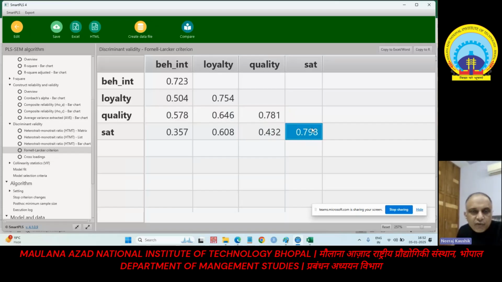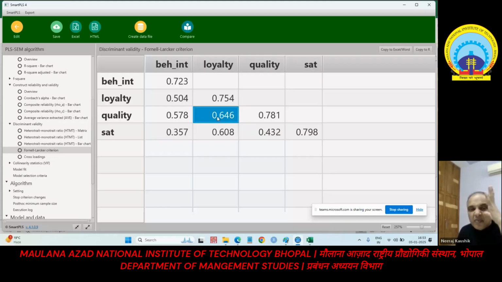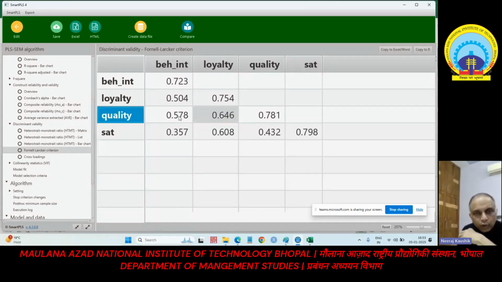And likewise, satisfaction will be compared with this. If these are okay, you say the values are great. In case some value is higher, for example if this value is higher than 0.78, say 0.84, for quality and loyalty, the answer you will find in the next table, cross-loading.